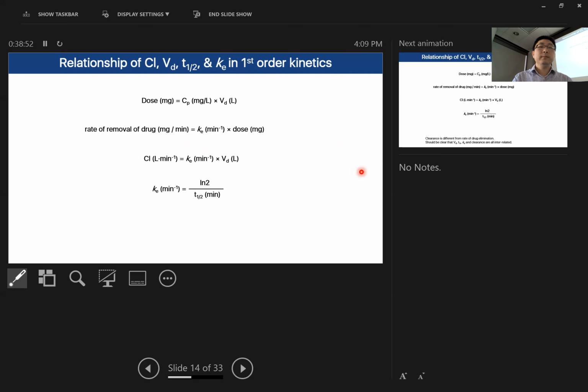Just one question here. You said clearance and VD are independent, but from this equation it looks like they're dependent. Yes, that's right. Or you can think of it this way: actually, the Ke is dependent on these 2. It just depends on how you look at this, right? If you put the VD over here, then you can say Ke is dependent on these 2.